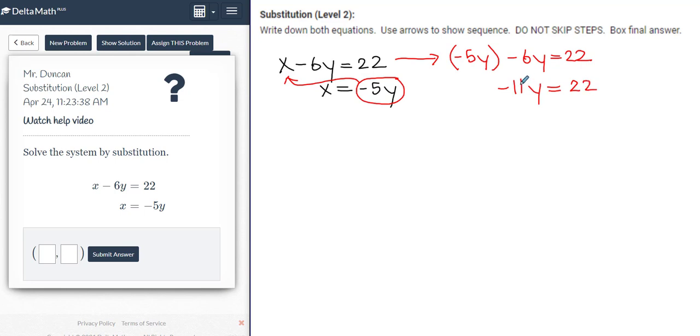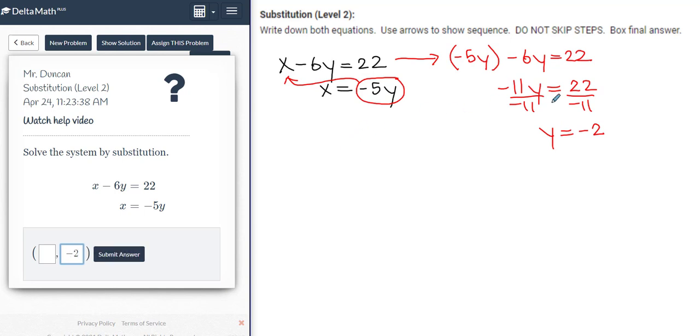And then to get rid of this coefficient, or negative 11 times y, we'll divide by negative 11 on each side. Negative 11 divided by negative 11 simplifies to positive 1. And then positive 1 multiplied by y simplifies to just y. 22 divided by negative 11 is negative 2. And now I know that y is equal to negative 2. So I could come over here and I could plug in negative 2 right there. There's nothing wrong with that.